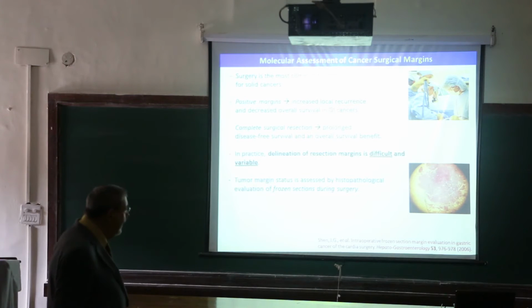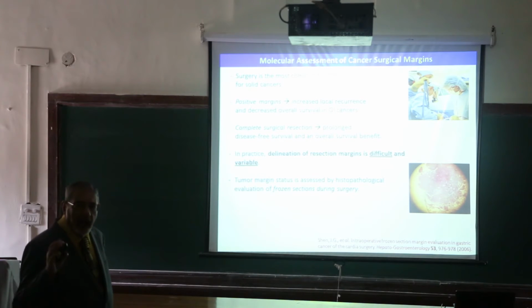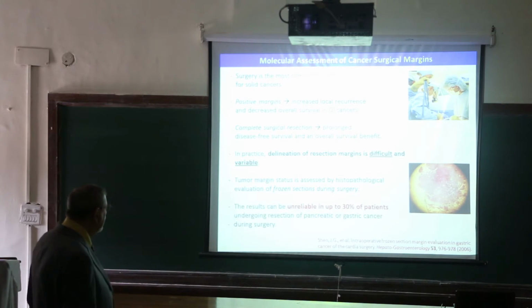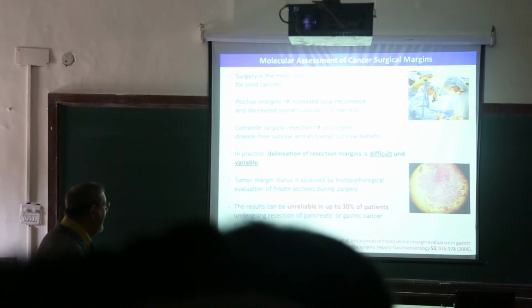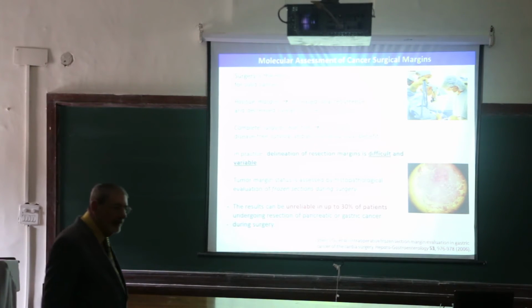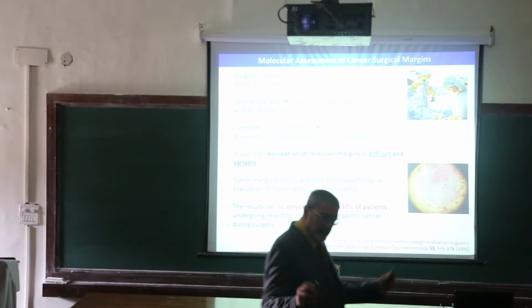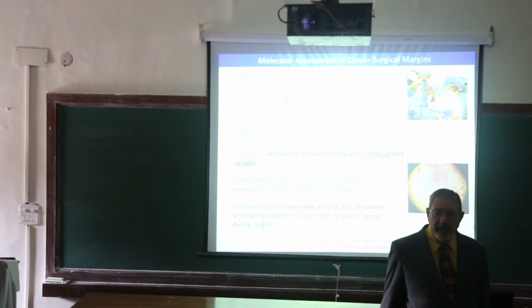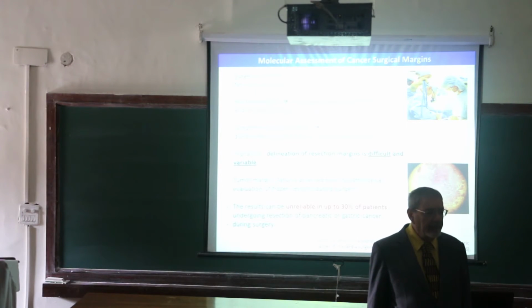And now I've got even worse news for you. I'm going to tell you something that hospitals don't tell you in general. They don't want you to know. The results can be unreliable in up to 30% of patients undergoing resection for pancreatic or gastric cancer during surgery. That means 2/3 great, 1/3 leave with still cancer inside.